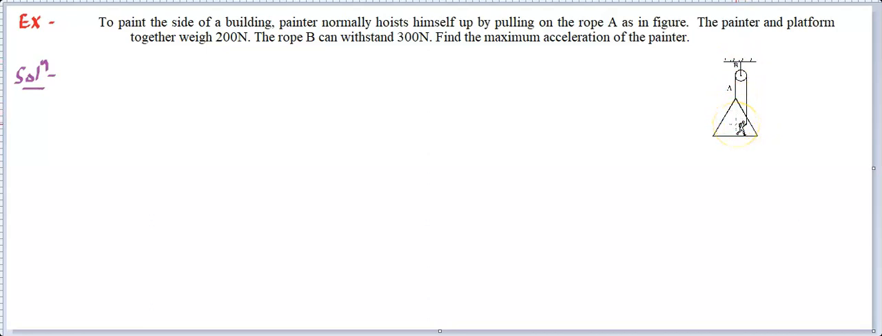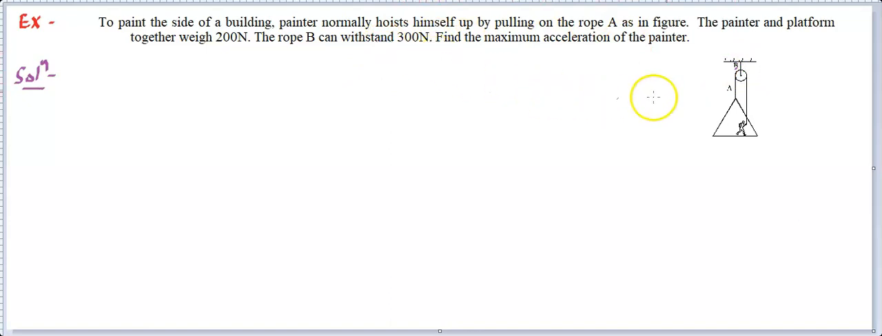What we need to do is find the maximum acceleration of the painter. We have been given that the rope B, the upside string, can withstand a maximum of 300 newton force. So when the person moves with maximum acceleration, we need to see whether this string is getting the maximum tension, and if that is the case, then we can use that maximum tension as 300.